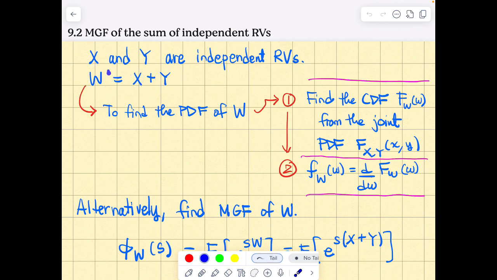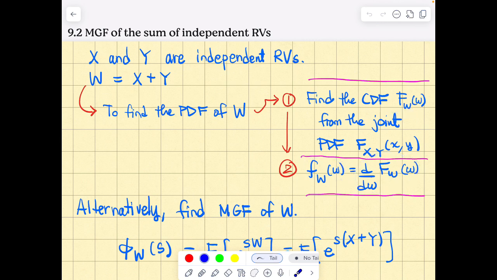Now, if we want to find out what is the PDF of this random variable W, which is the sum of these two, it's not very straightforward. It's quite complex, right? First, you have to find the CDF of this random variable W from the joint PDF between X and Y. If you know the joint PDF, then you can integrate under the graph, over the region corresponding to X plus Y. Once you get the CDF, then you differentiate the CDF to get the PDF.